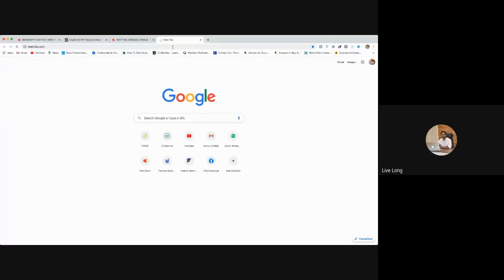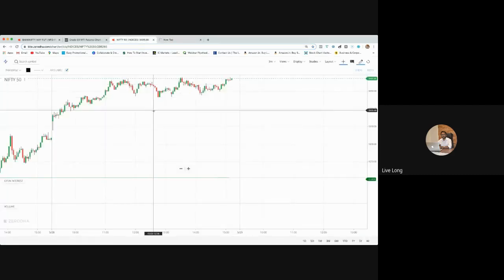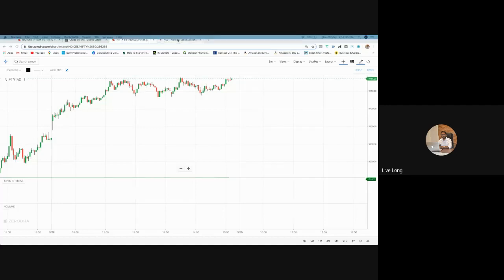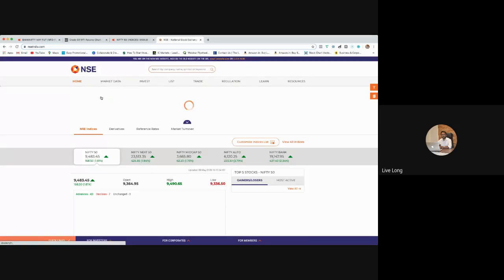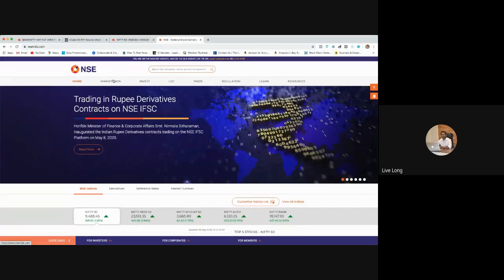Why is the site not loading? I don't know why the site is not working. Some issues are going on with this site. Okay, I'll do something. Since the website is not loading, I will mail you the list of stocks in Nifty 50. You can directly have a look at it. Okay, now it's loading. Something is wrong, I guess. Maybe too much load or something. The site is not working well.